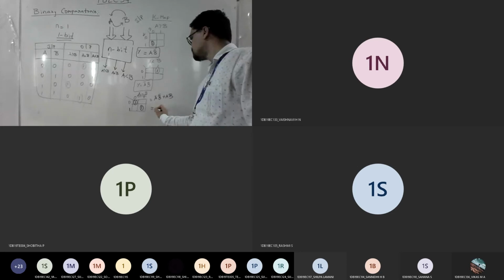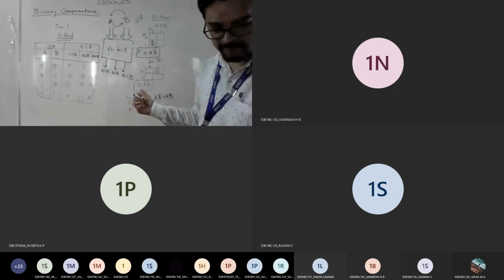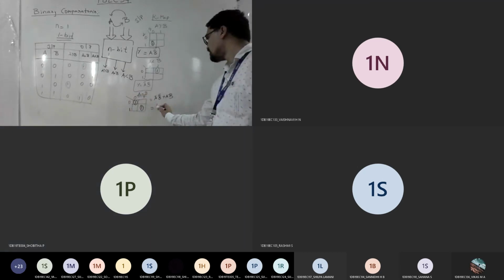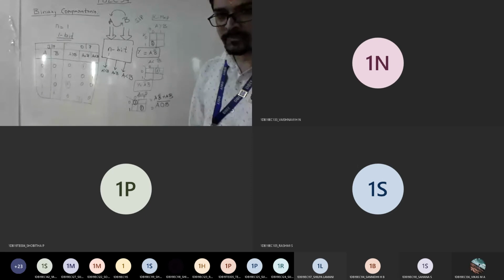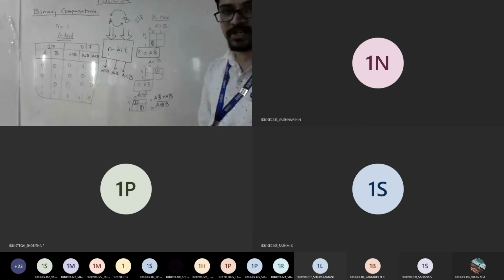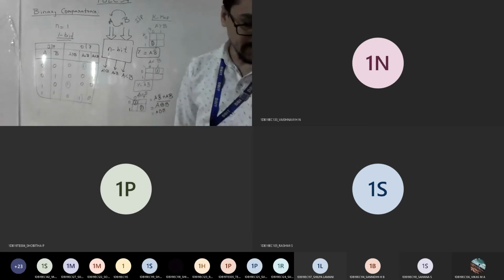Which gate is it? XOR or XNOR? XNOR. So I have to write A XNOR B, whole bar. You should write the whole bar. The complement of the XOR gate is XNOR. Is it correct? Yes, sir. If you don't want this, how to write? I just need to represent this with a symbol. So this is your XNOR gate. Cut and draw.